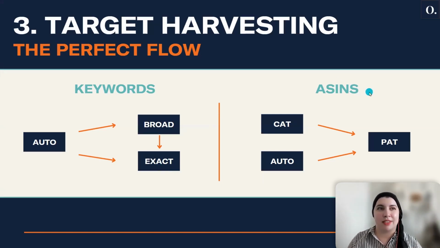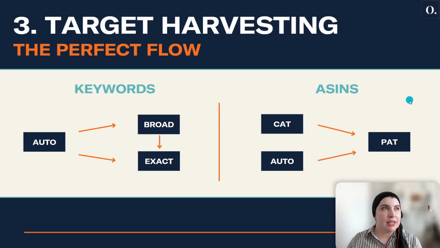And when harvesting for ASINs instead, you can harvest from 2 types of campaigns. The category targeting campaign, which we use as a sort of automated campaign for ASINs. And then you can harvest from the automatic campaign that also gives you ASINs that have performed for your products. Both of these feed into the product targeting campaign. We can also call it ASIN targeting campaign. So these are the ideal flows that you want to set up when harvesting for targets.